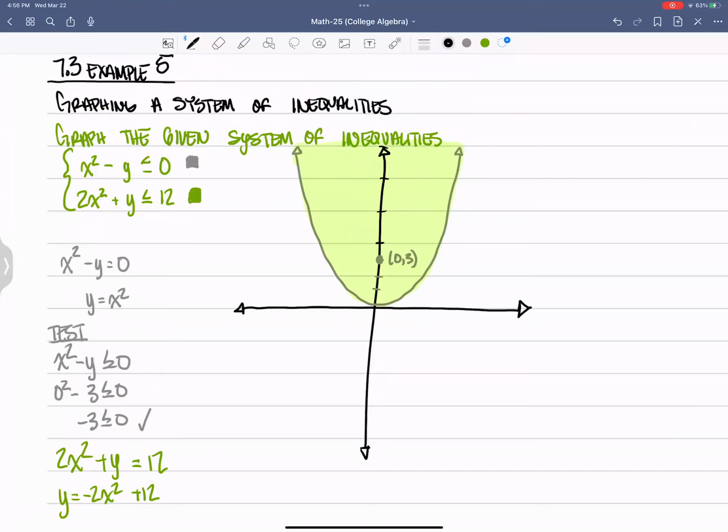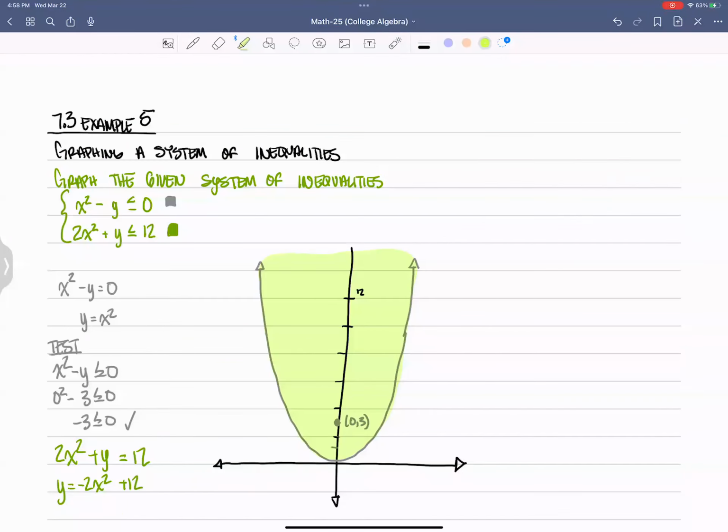Let me fix this really quick off camera. I'll be right back. All right, there we go. Much better.